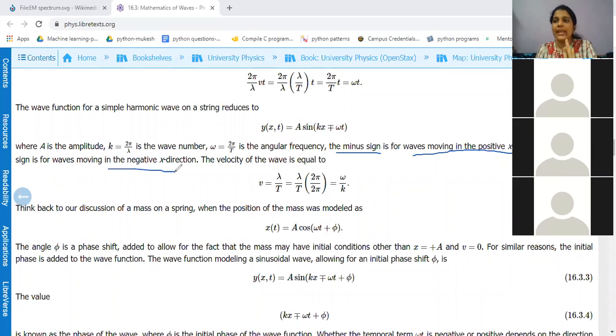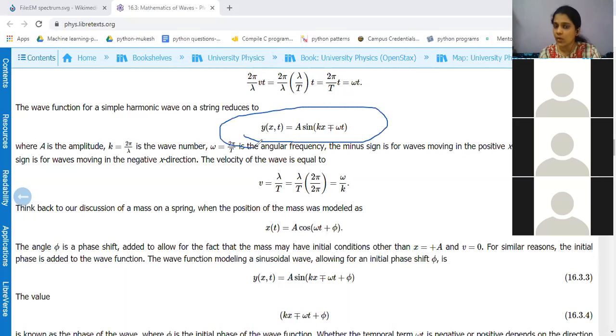I hope you all know the four quadrant system. We have plus x on the right hand side and minus x axis on the left hand side. So if my wave is propagating on the positive x axis, in this equation I will write the minus sign, meaning kx minus omega t. And if my wave is propagating in the negative side, that is the minus x axis, here I will write the plus sign, that is kx plus omega t. I hope you all are understanding.